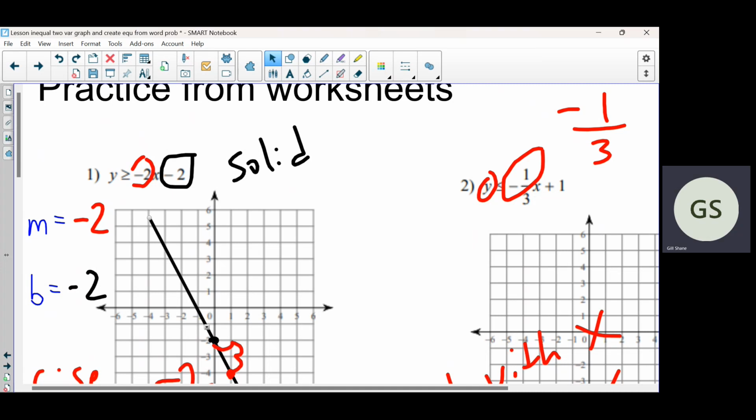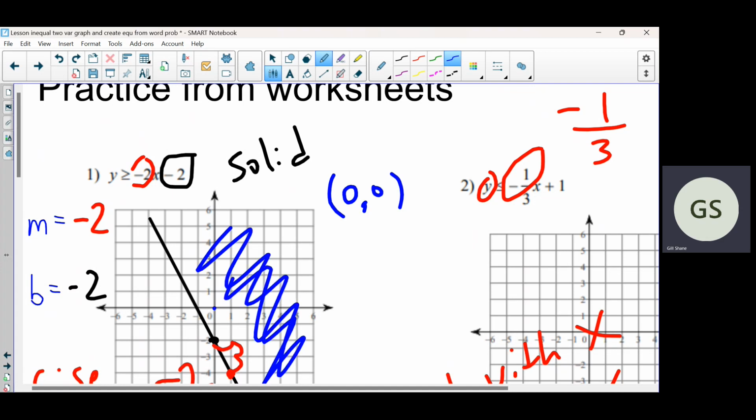So now that I have my line, the last step is the same. I do the same exact thing I did before. The only time you can't use 0, 0 to test is if 0, 0 is already on the line. If 0, 0 is on the line, you have to pick another point. But in this case, 0, 0 is not on the line, so I can test to see if this side over here is the solution side or not. You don't just automatically shade 0, 0, by the way. Some students just always shade 0, 0.